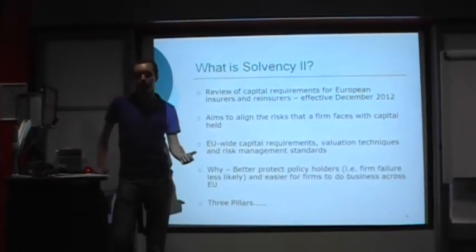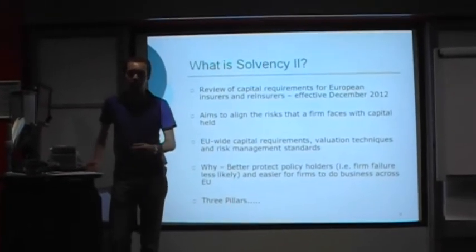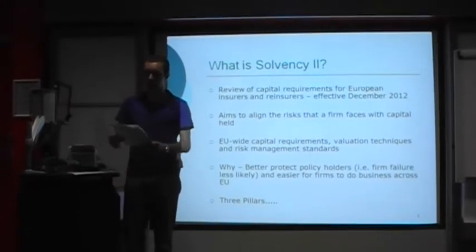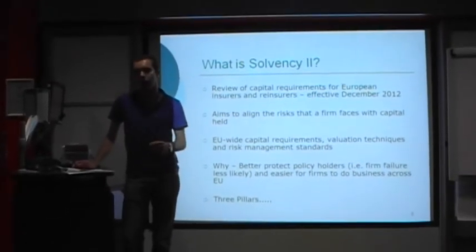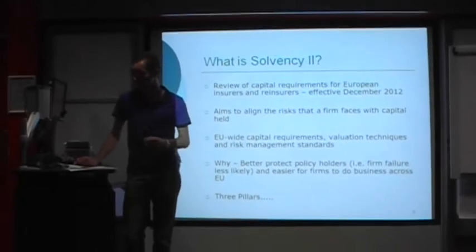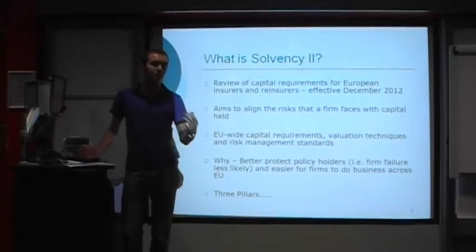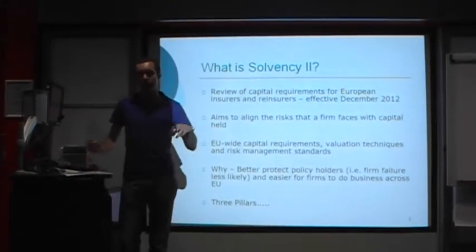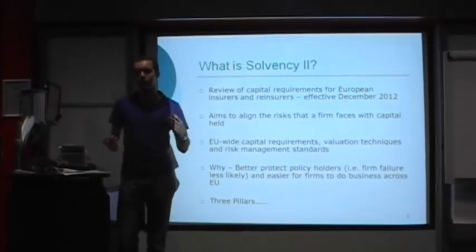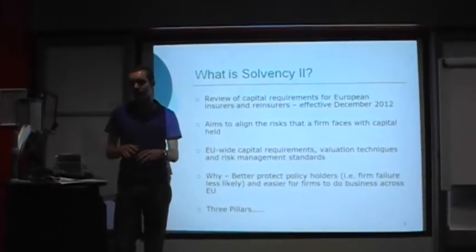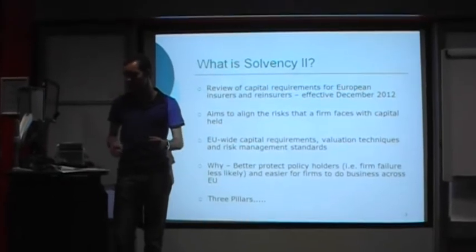So first off, I'd like to discuss what is Solvency II. Solvency II is basically a review of the capital requirements for insurers and reinsurers across Europe, which is due to come into effect in December 2012. The main changes that Solvency II aim to make over Solvency I include aligning the capital that insurers hold more closely to the risks that they're taking on, and also making the standards consistent across all of Europe.